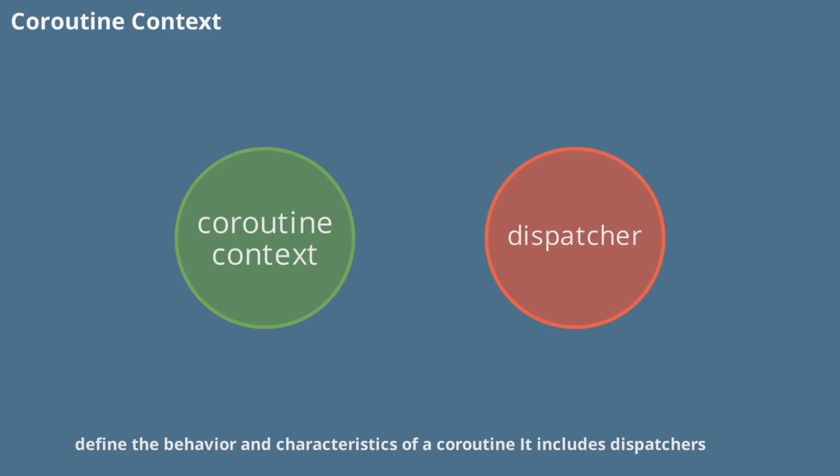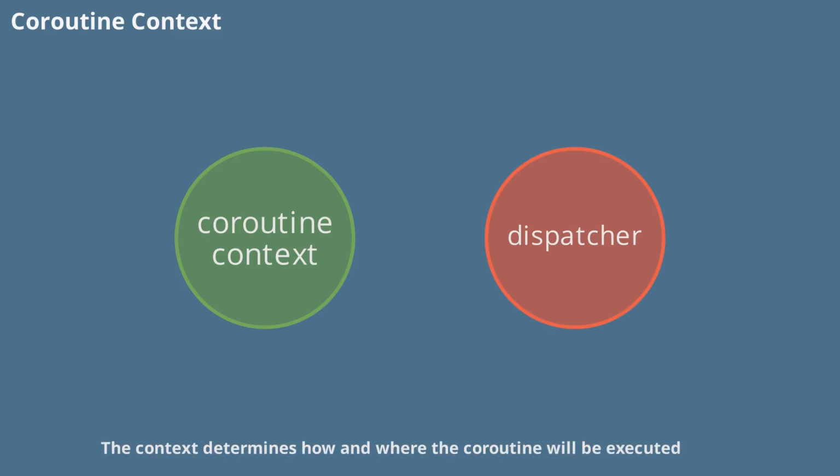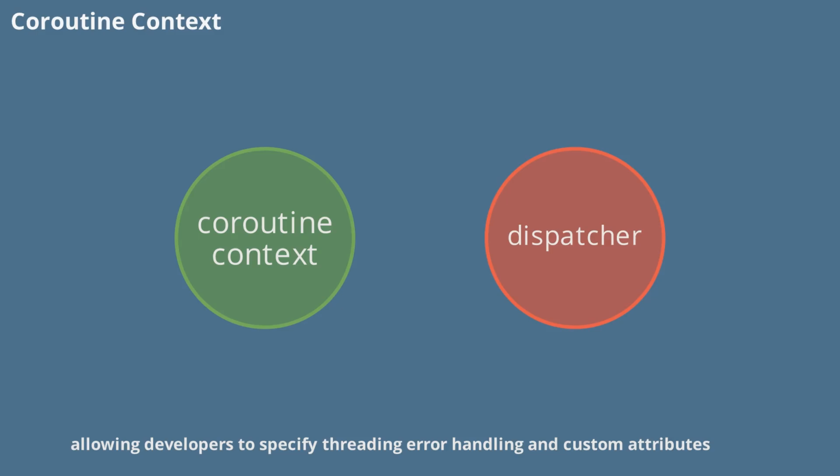Coroutine context is a set of elements that define the behavior and characteristics of a coroutine. It includes dispatchers, jobs, exception handlers, and coroutine names. The context determines how and where the coroutine will be executed, allowing developers to specify threading, error handling, and custom attributes. Managing coroutine context is crucial for ensuring tasks run on the appropriate threads and handle exceptions consistently.